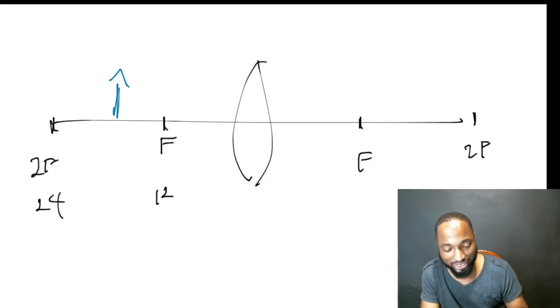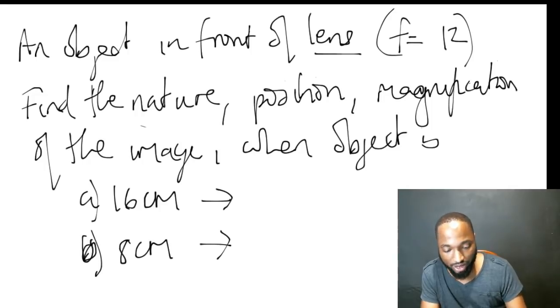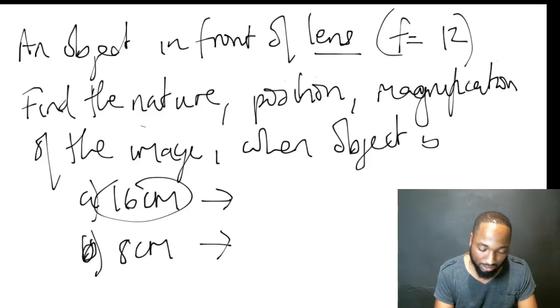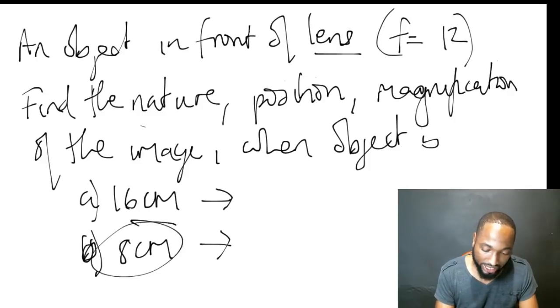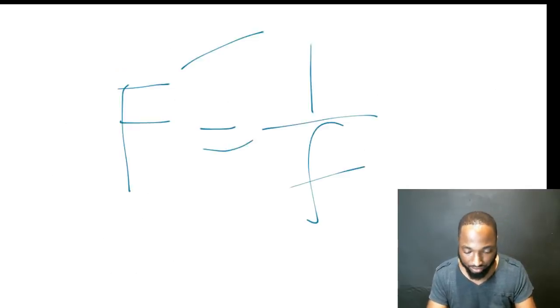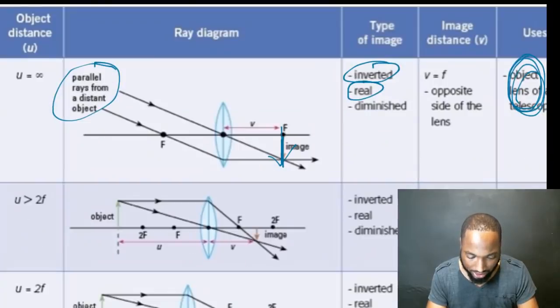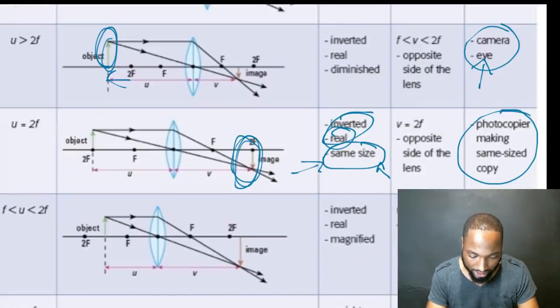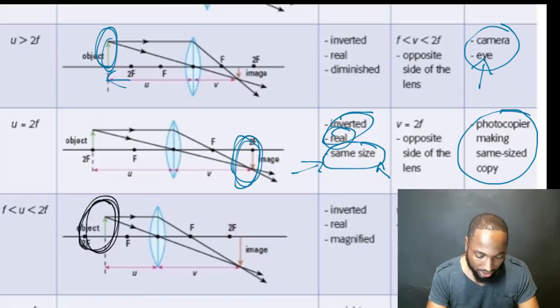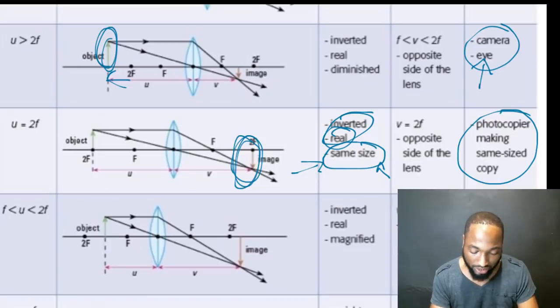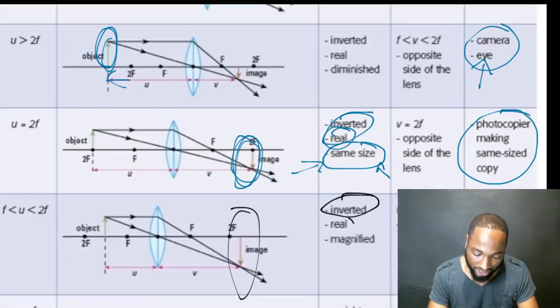Somebody says they can't read the question. Let me read it over again. So you have an object in front of a lens. Your focal length is 12. Find the nature, the position, and the magnification of the image when the object is at 16 centimeters from the lens or at 8 centimeters from the lens. Remember these diagrams? This is what comes into play here. So this is the first one, because it's in between F and 2F. Right? The nature would be inverted, real, magnified.